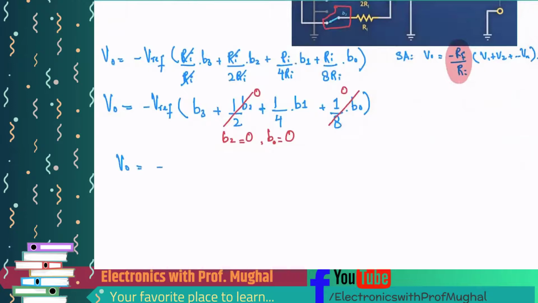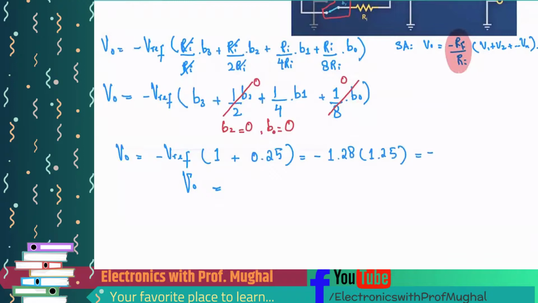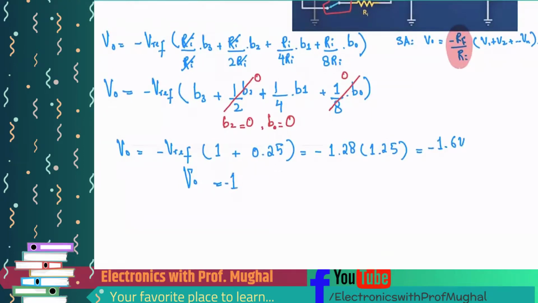V naught equals minus Vref times 1 plus 1 over 4, which is 0.25, so 1.25, correct? And Vref was how much? 1.28 volts. So a negative sign outside, 1.28 times 1.25. Can you guys do the math for me, folks? 1.28 times 1.25, what would that number be? Negative 1.6, right? Yeah, negative 1.6. So V naught comes out as negative 1.6 volts.